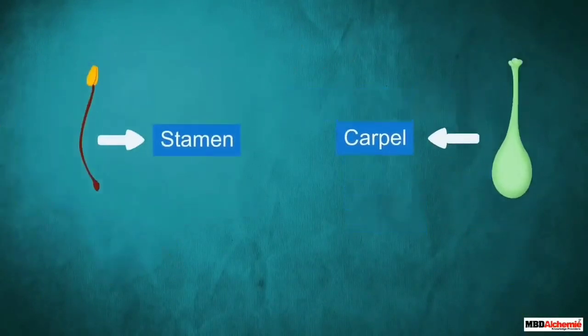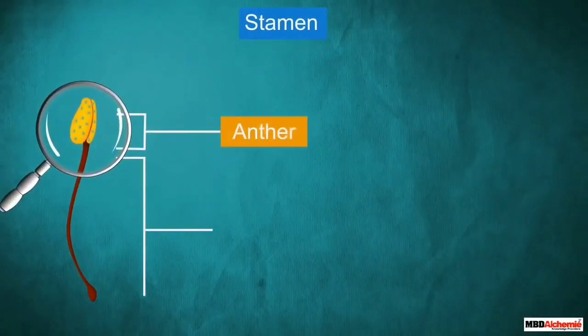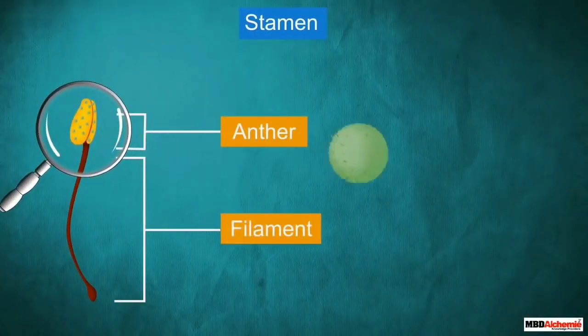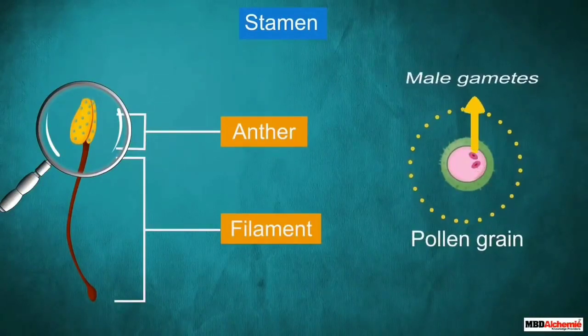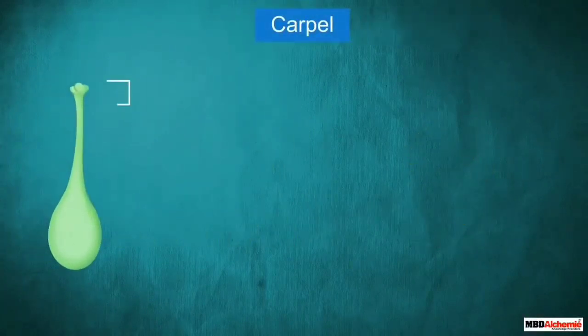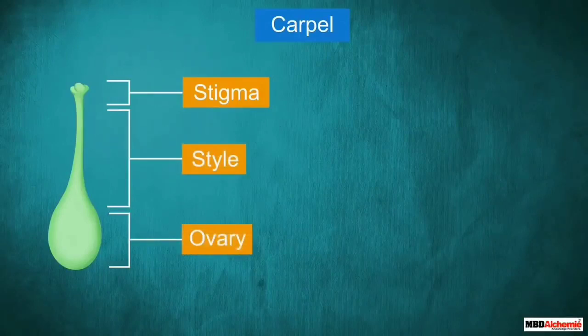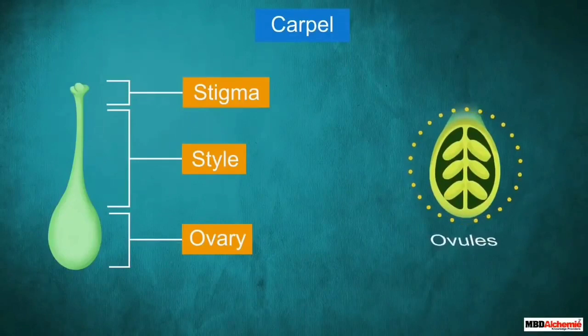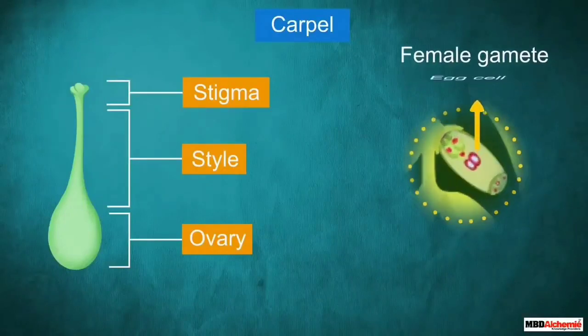Stamen and carpel, they are the male and female part of a flower. In stamen, you have studied anther, filament, and in anther, there are pollen grains which contain 2 male gametes. Then you have studied carpel. Carpel is divided into 3 parts. Number 1 is stigma, then style, and the last is ovary. Inside the ovary there are ovules, and inside the ovules there is the female gamete, the egg cell.